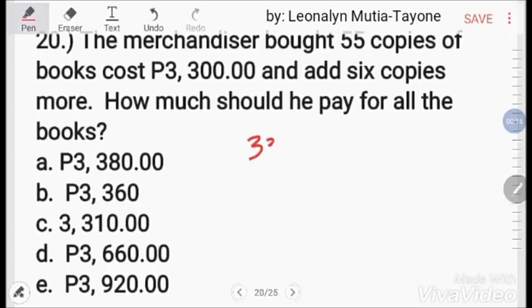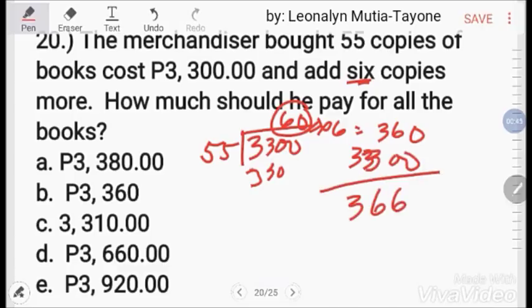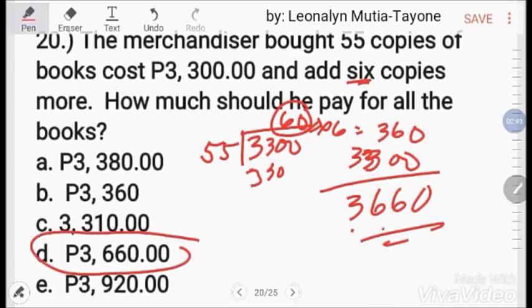Ang gagawin natin ay kukunin natin muna kung magkano ang each copy. 3,300 divided by 55, so 60. So each copy ay tag 60 times 6. So this is 360. So 360 ay add mo yung 3,300. So that is 3,660. So the answer is letter D.